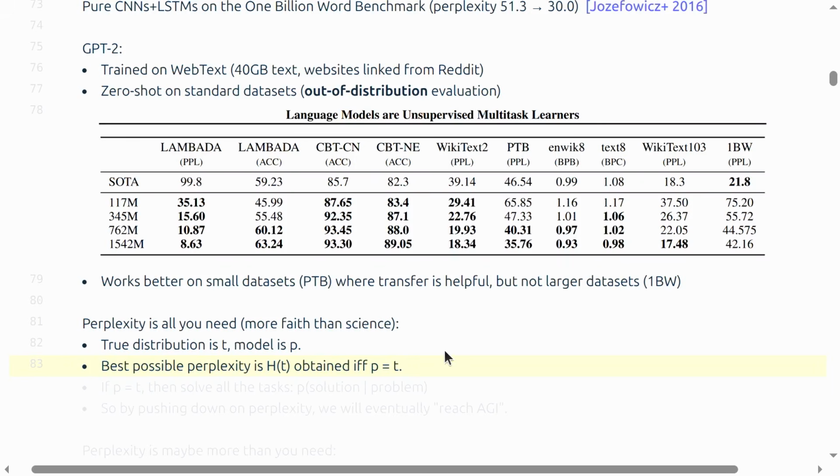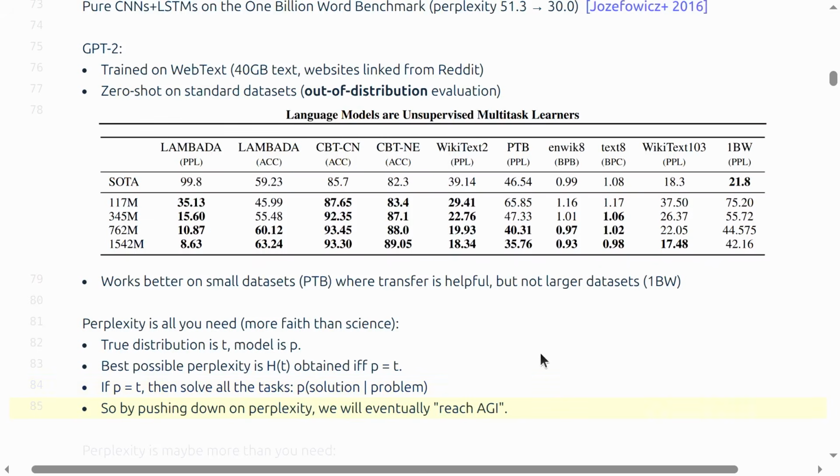So by minimizing perplexity, you're basically pushing down the perplexity, and the only unique minimizer is when you actually get the true distribution. And when you have the true distribution, you're done. You just model everything, you can solve all the problems, and you can do things like condition on the problem, generate a solution, you can condition on a question, generate the answer. So by pushing down on perplexity, we'll eventually reach AGI, is the argument.